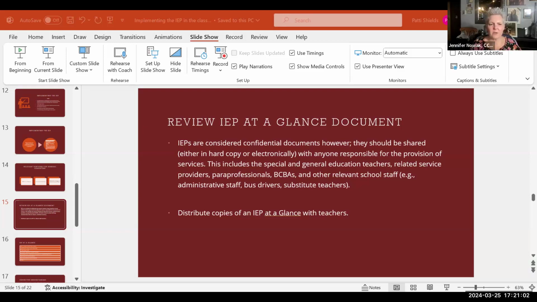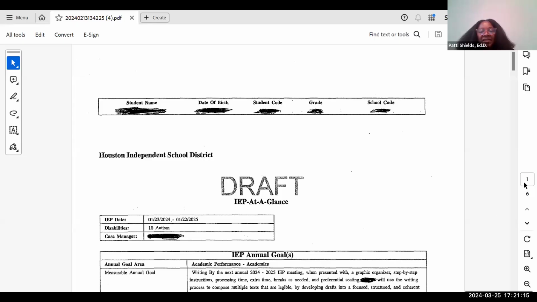Their grade. Patty, are you sharing the other document? Oh, yes, let me stop share and reshare. Yep. Stop and reshare. Yes. Okay, can you see it?